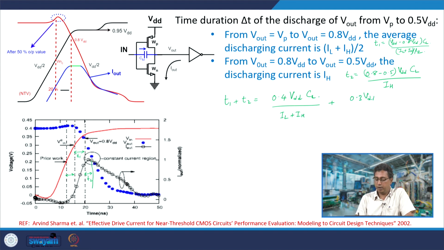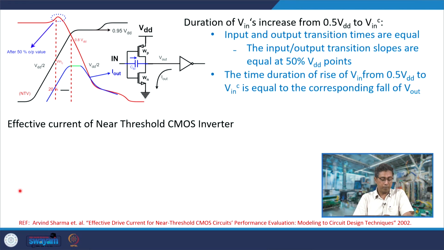0.3 VDD-CL by IH. Thereafter, we want to obtain the time duration, which we call delta T, between the point when the input voltage is 0.5 VDD and the point when the output voltage is Vp. That is when the input voltage is V in C. So, we add this to T1 plus T2 to obtain the total delay.